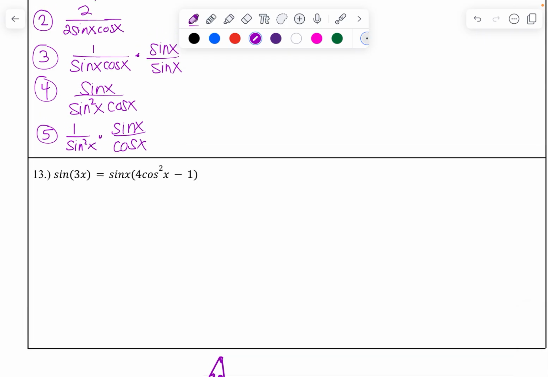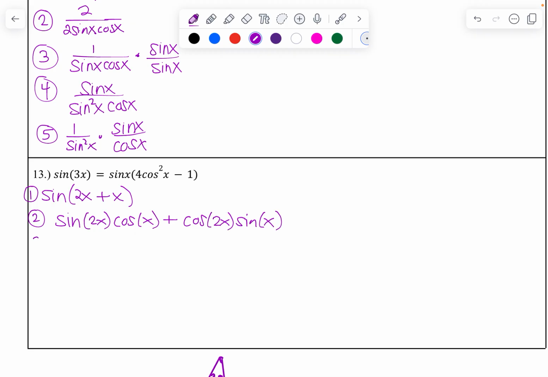All right, one more here. So we've got the sine of 3x. So we're going to have to use a sum formula here. We've got to split this up. The highest we can go is 2x. So we can do sine of 2x plus x. Now remember, our sum formula tells us we do the sine of the first thing times the cosine of the second thing plus the cosine of the first thing times the sine of the second thing. And then we can use our double angle formula. So we know sine of 2x is 2 times the sine of x cosine of x, and then that's being multiplied by the cosine of x.